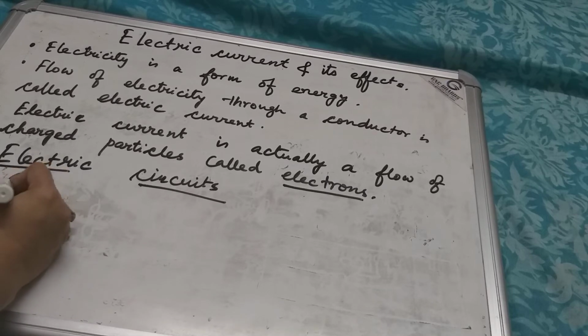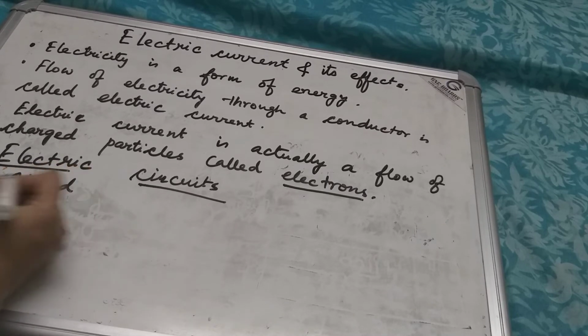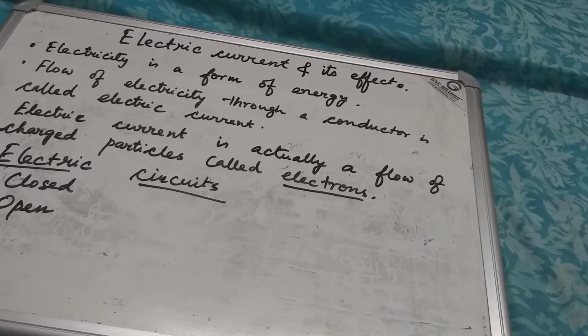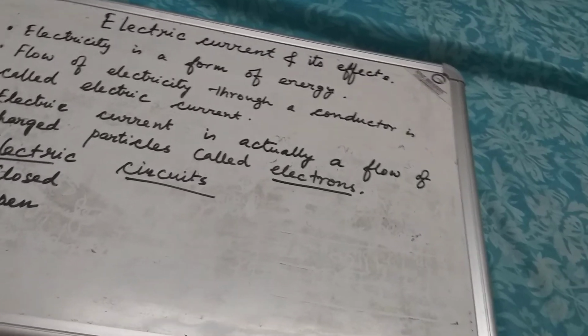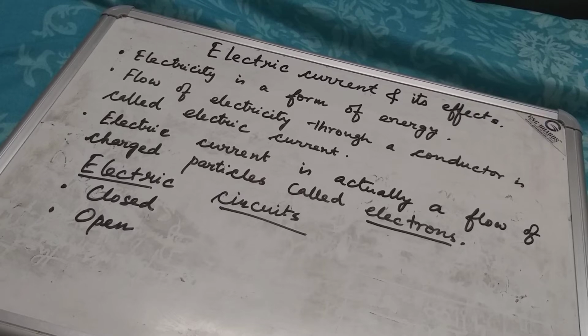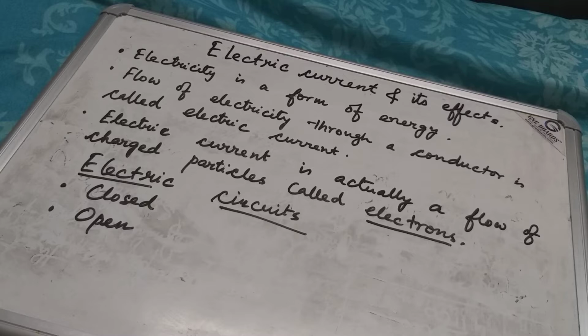One is a closed circuit, another is an open circuit. But what is meant by a circuit? It is a continuous path. It is a continuous path consisting of wires, bulb, etc., between two terminals of a cell or battery along which an electric current flows. Like, we can see this diagram.